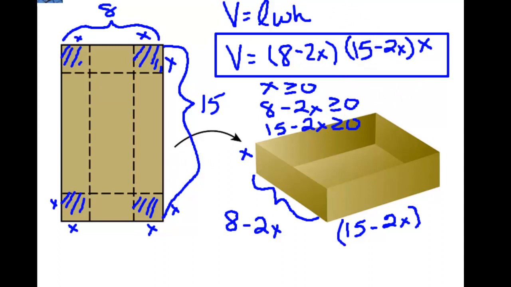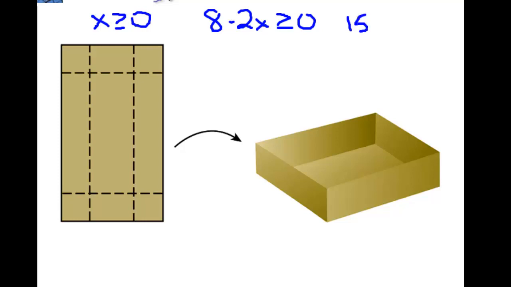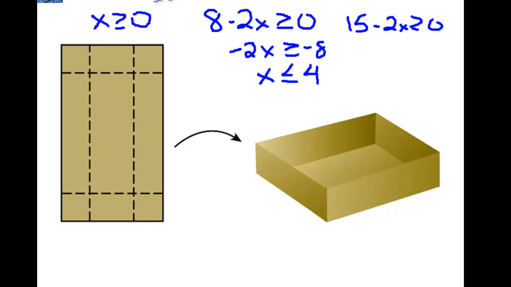I'm going to clear all this off. So I have x is greater than or equal to 0. 8 minus 2x is greater than or equal to 0. And 15 minus 2x is greater than or equal to 0. So solving this, I have negative 2x is greater than or equal to negative 8. Dividing by negative 2, don't forget to switch the sign. x is less than or equal to a positive 4. Negative 2x is greater than or equal to negative 15. Dividing by negative 2 again, x is less than or equal to a positive 7.5.